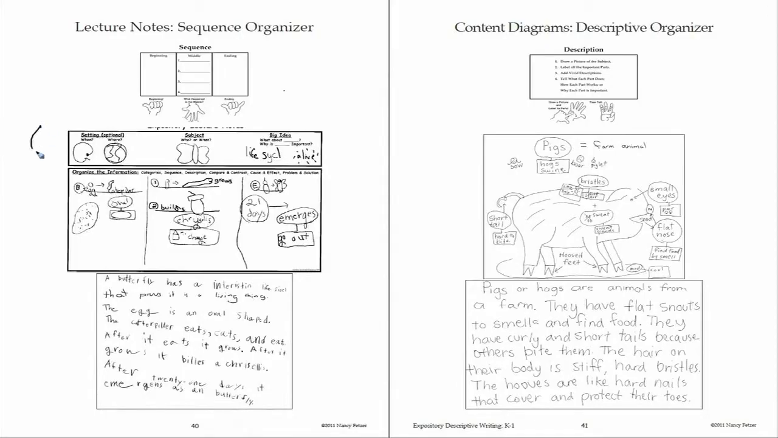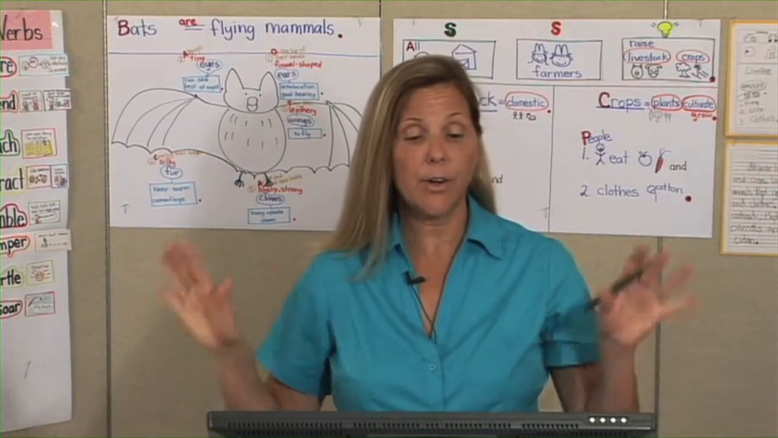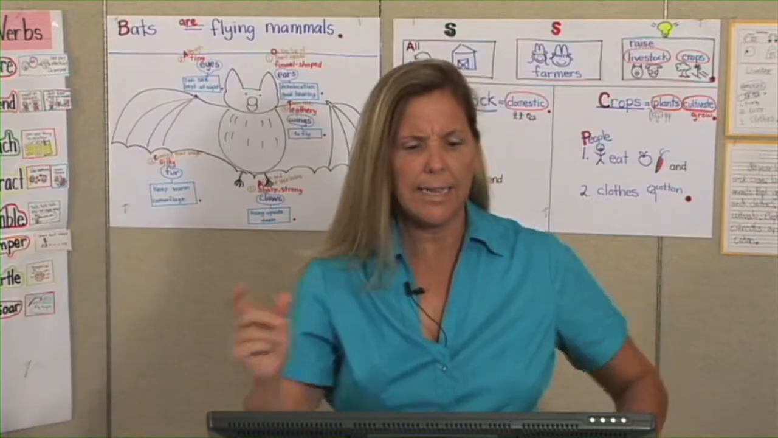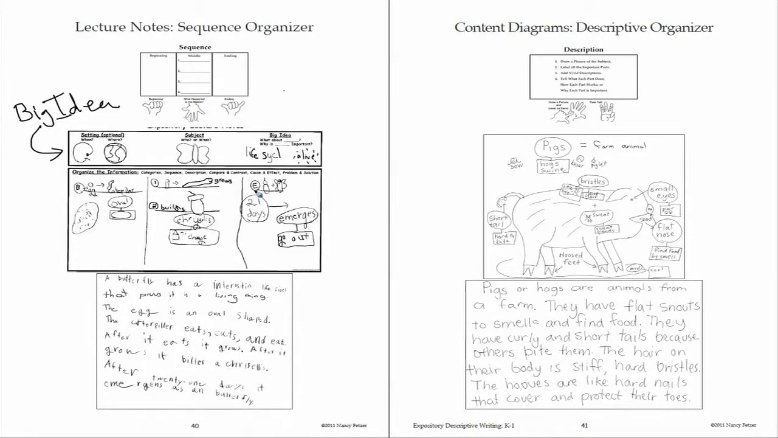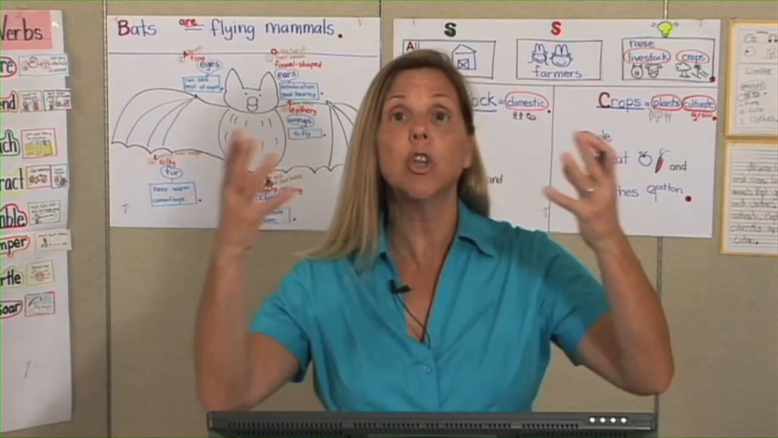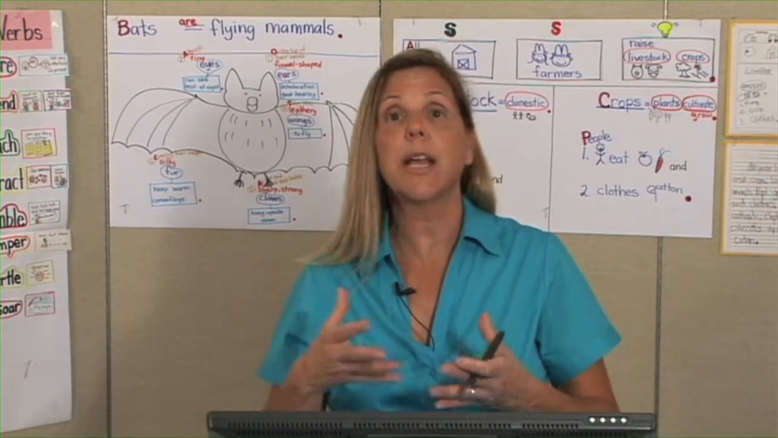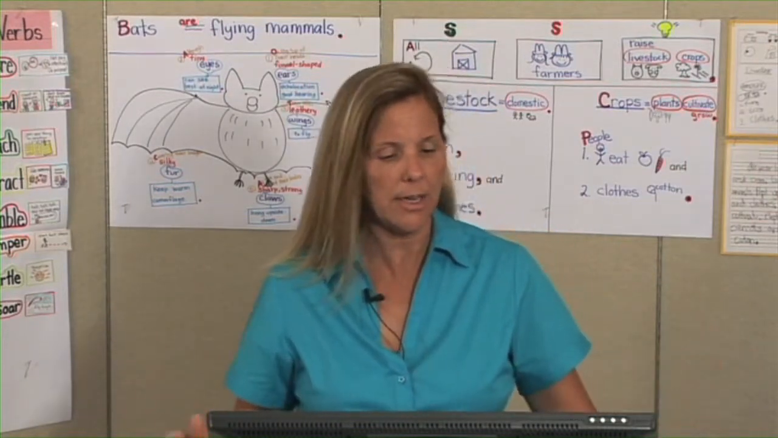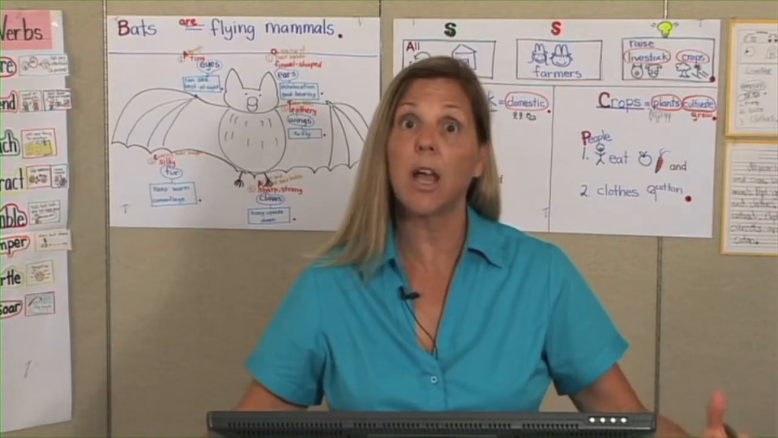On page 40, we have the sequence organizer. Here's the top. That's our big idea. So this big idea was all year long on the planet Earth, butterflies go through a life cycle that prove they're a living thing. That's our big idea. Where did I get that big idea from? I went to the science standards and saw that we're looking at life cycles, and life cycles are one way that scientists prove something is living. That's one of their ways they test for whether something is alive or not.